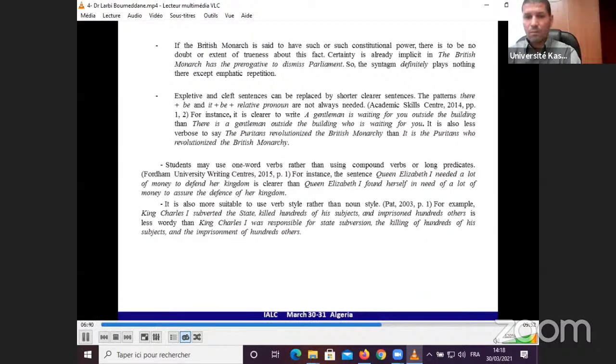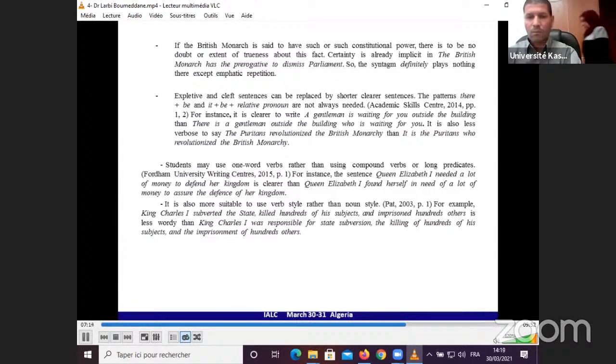It is less good to say the parents are revolutionizing the traditionality than to say it is very important to revolutionize the traditionality. Students may use one-word verbs rather than long verb predicates. For instance, the sentence "Queen Elizabeth I needed a lot of money to defend her kingdom" is clearer than "Queen Elizabeth I found herself in need of a lot of money to ensure the defense of her kingdom."